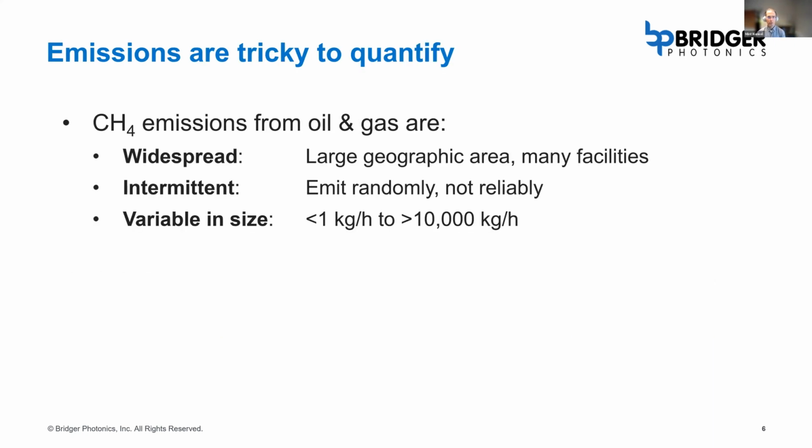Methane emissions are notoriously difficult to track, quantify and measure. If we had to boil it down, we would say it's because they are, number one, widespread. They're coming from many facilities, many pieces of equipment spread over a large geographic area. They're intermittent. So if you detect an emission one day and come back, it may not be emitting the next day, or even hour to hour or minute to minute. They're variable in size, going from emission rates around 1 kilogram per hour and lower to over 10,000 for the very largest events.